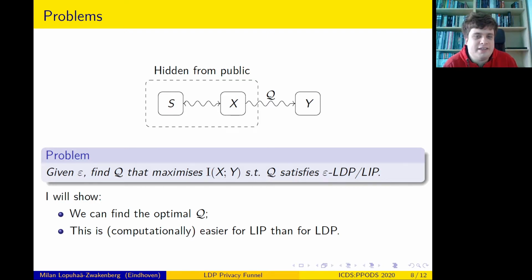The second thing is we can do this both for local differential privacy and for local information privacy, but it will be easier for local information privacy in a computational sense. So finding the optimal LIP protocol will be faster than finding the optimal LDP protocol. And that is another advantage that LIP has over LDP. But first, let us look at LDP.